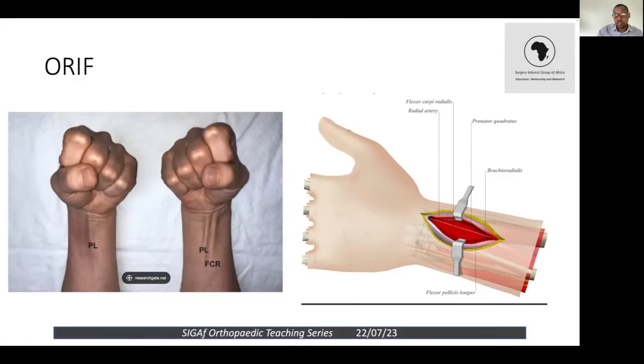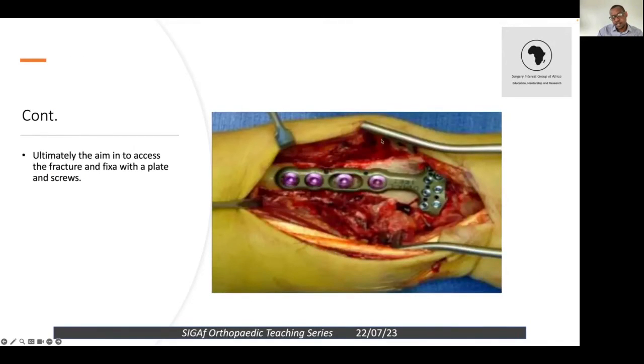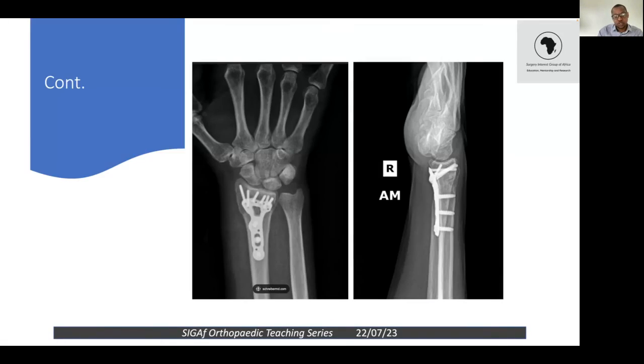After you've reduced, you can either hold it first with a K wire, and then you want to fix it with a plate. And this is more or less how it's meant to look. This side here, where my mouse is, is the hand, and this side here is towards the elbow. This here is a volar locking plate, and the kind of plate and screws that we would use. You can see this is where the fracture would be, and your plate is sitting bang onto the radial bone. Ultimately, that's what you want to do.